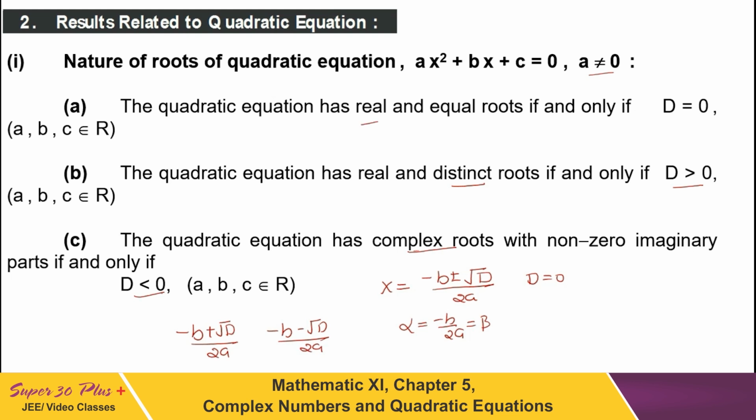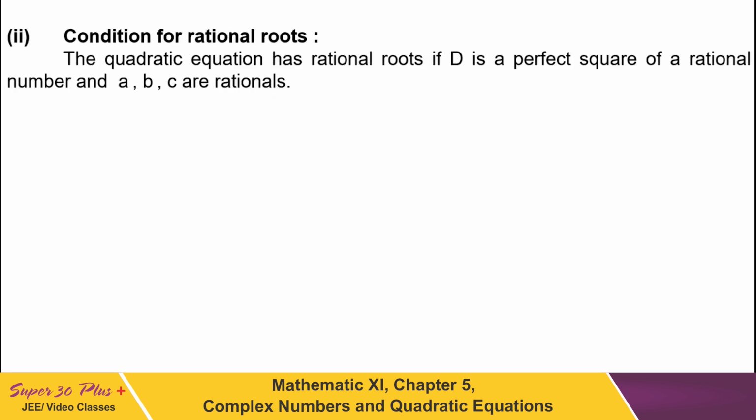First, roots are real and equal if d is equal to 0. Roots are real and distinct if d is greater than 0. And roots are imaginary if d is less than 0. Students, what is the condition for rational roots? The quadratic equation has rational roots if d is a perfect square.